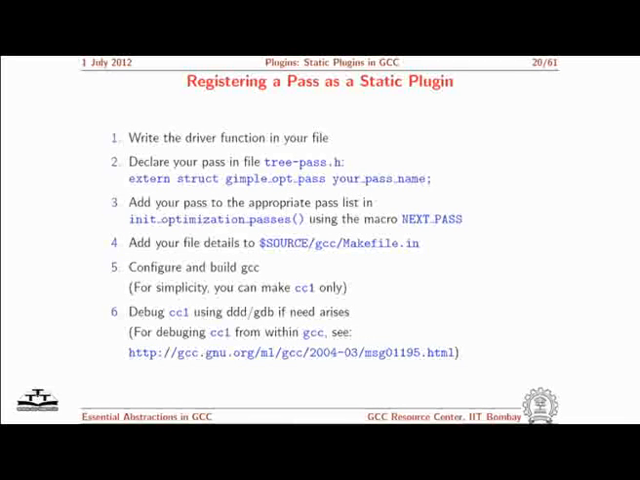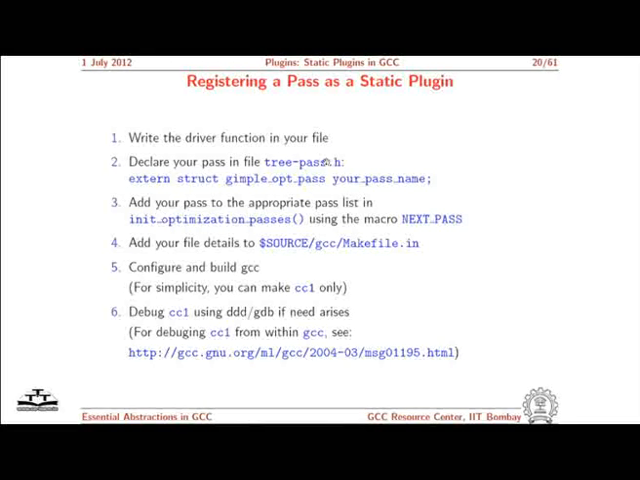So how do I register a pass as a static plugin? As I remember, this is a static plugin, which means that you have to include the requisite information in the GCC source, and you will have to recompile the GCC source because you want to involve static linking. So declare your pass in this file, freepass op.h.